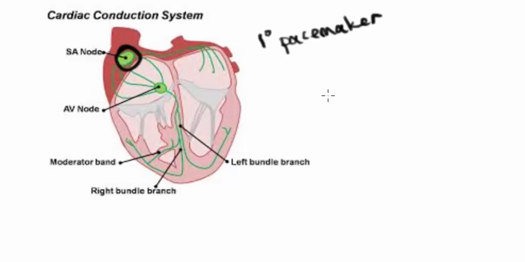Now after the SA generates an impulse, it splits out to the left through Bachmann's bundle and reaches into the left atrium right here. This happens so fast that both atria are going to contract at the same time.